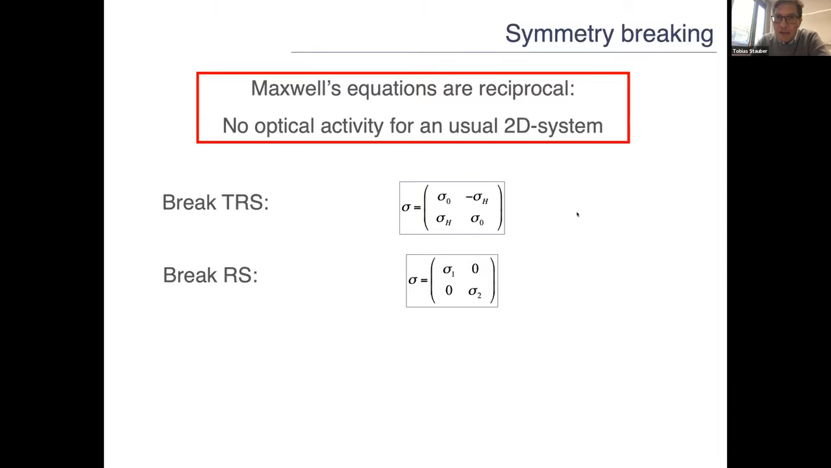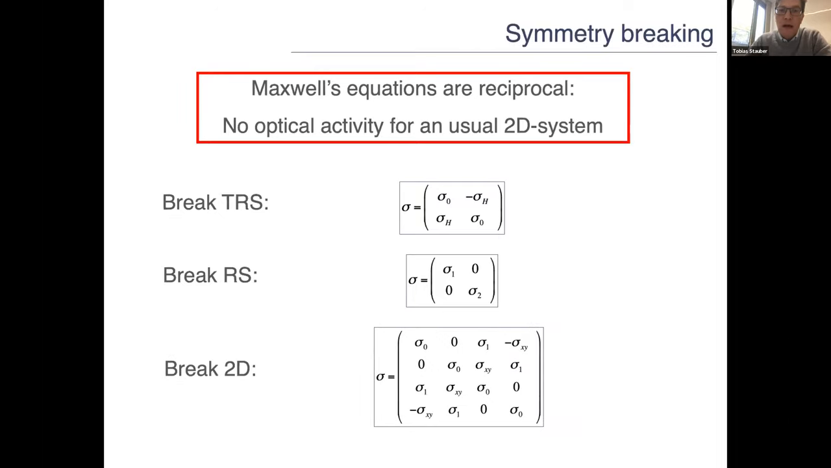But you can clearly see that without breaking anything, you just have a conductivity tensor which is proportional to the normal unit matrix, and there's no optical activity. So the only way to obtain chiral signals is to break this two-dimensionality. This is what I stressed in the beginning. So this is really a three-dimensional effect.